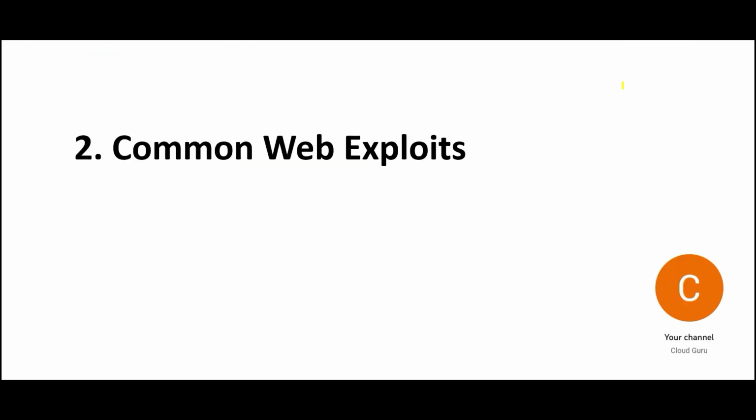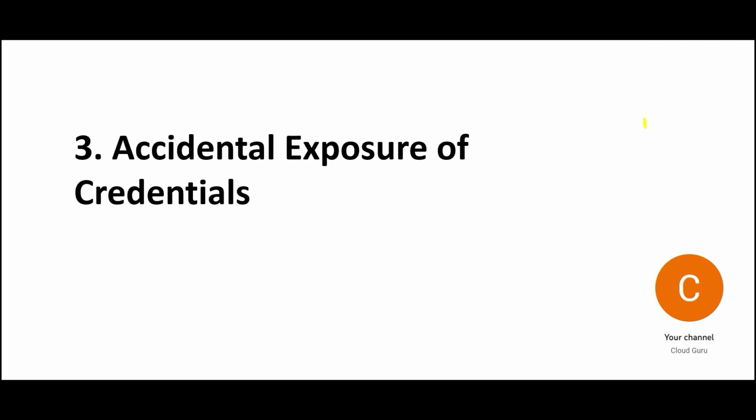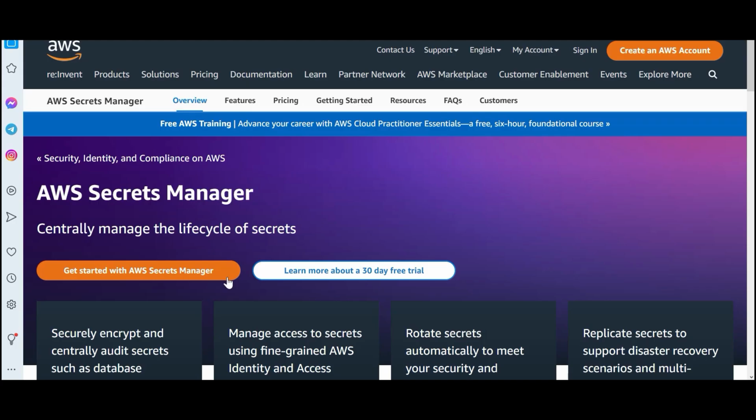Okay, so we understood common web exploits. This will also take care of SQL injection to some extent. Now, the third risk that happens from a security standpoint is accidental exposure of credentials. You have stored a password, but it gets hacked. So what to do? In the AWS world, you have a service called Secrets Manager. This is a service where you can hold passwords, certificates, and so on. It is very difficult to hack.